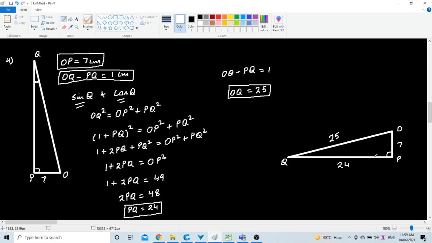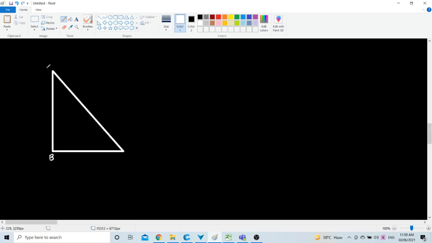Now, one more question. Let's say we have a triangle that is right angled at B. This triangle is right angled at B. So here we have A, B, and C. And it is given to me that tan A is equal to 1 upon root 3.